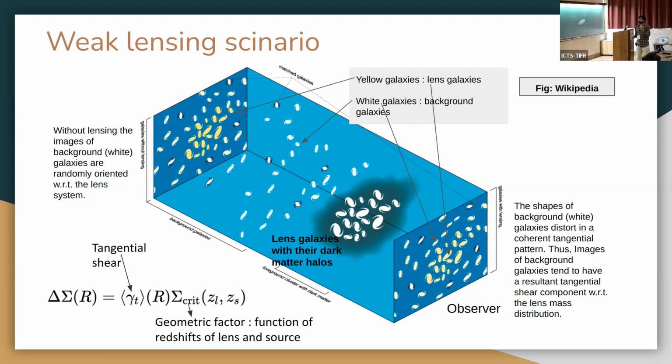Now, the weak lensing signal that we measure as a function of radius has broadly two components. One is the average tangential shear, because we will be stacking over a lot of lens-source pairs, so this is an average. The other component is the geometry, which relates the distances between the observer, lens, and source.